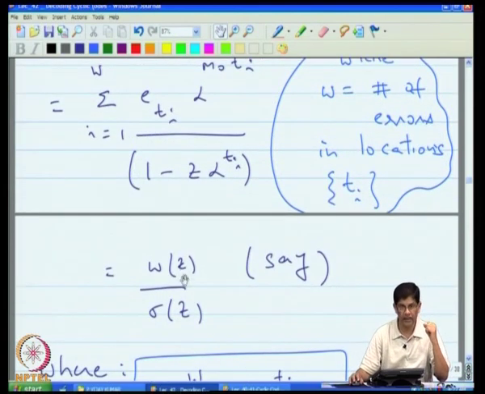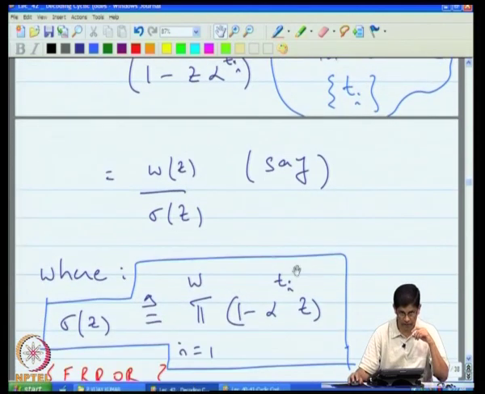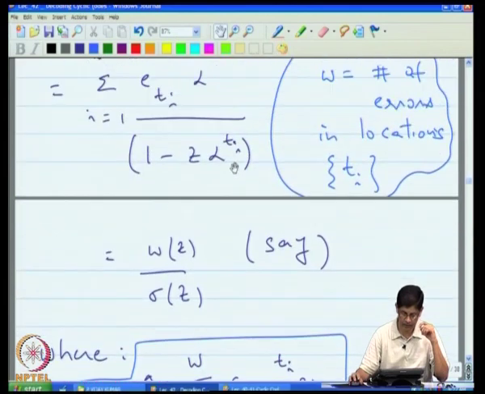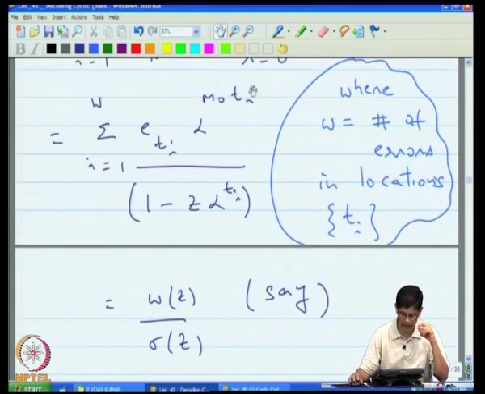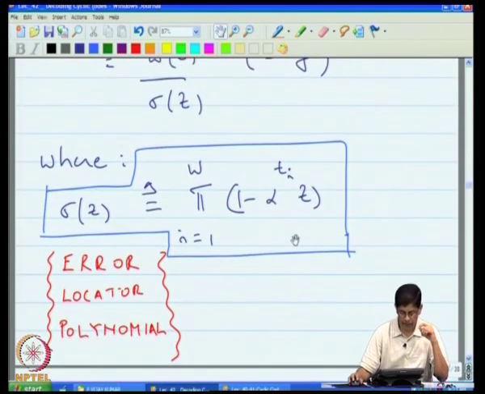Now, let us write that as omega of z by sigma of z. Let us just say that that is what it is. Where what is sigma of z? Sigma of z is nothing but the denominator once you put all of these on a common denominator, which is this. And because the ti appear in terms of the zeros of this polynomial, it is called the error locator polynomial. Notice that it has degree w.